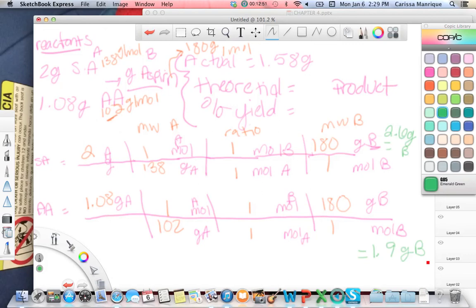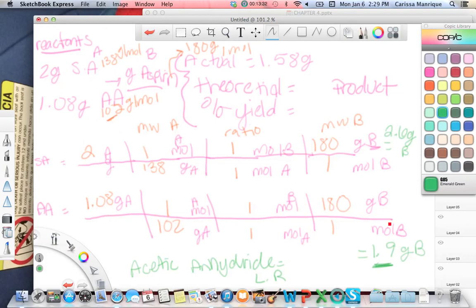Okay, so I look here. Which one has the least amount? Is 2.6 smaller or 1.9? 1.9. So that tells me my limiting reactant or reagent is acetic anhydride. So acetic anhydride is my limiting reactant, my LR if you want. Okay, why? Because it produced the least amount of aspirin.